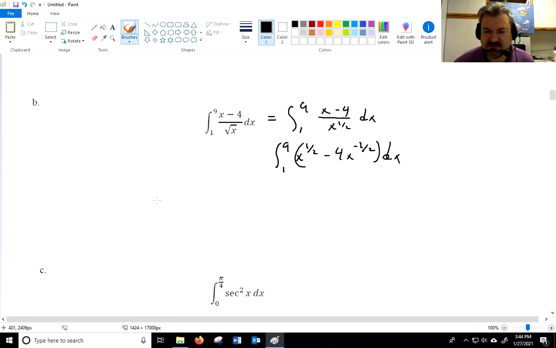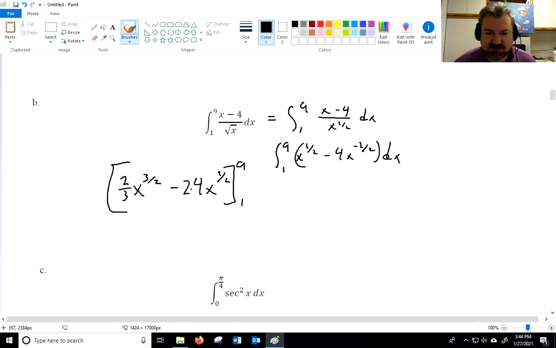Now it's ready to integrate. Let me go over here so I have room to do some arithmetic later. Up the exponent by 1, multiply by the reciprocal. Okay, up the exponent by 1, multiply by the reciprocal. And I'll be evaluating that from 1 to 9.